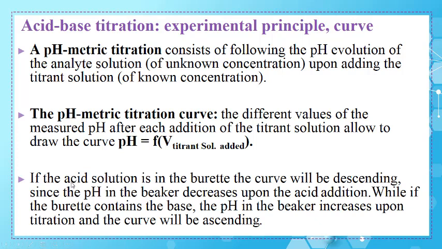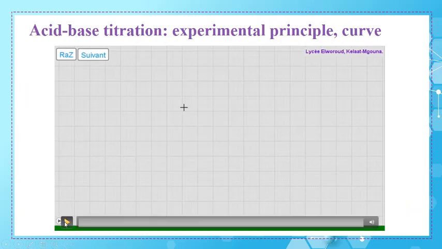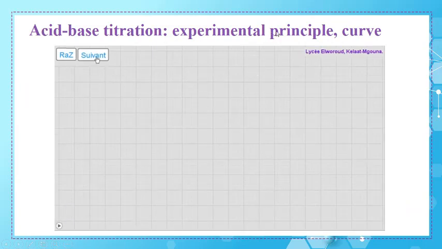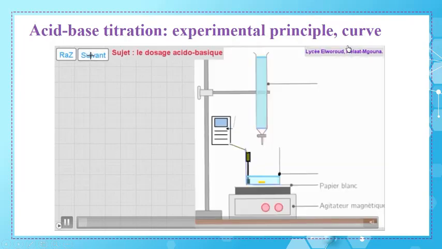Now, if the acid solution is in the burette, the curve will be descending. If the basic solution is in the burette, the curve will be ascending. About this idea, you will understand it in the coming slides. Here is a video that will show us the experimental principle and how to draw the curve of the acid-base titration. So look, this is the setup of the titration reaction.